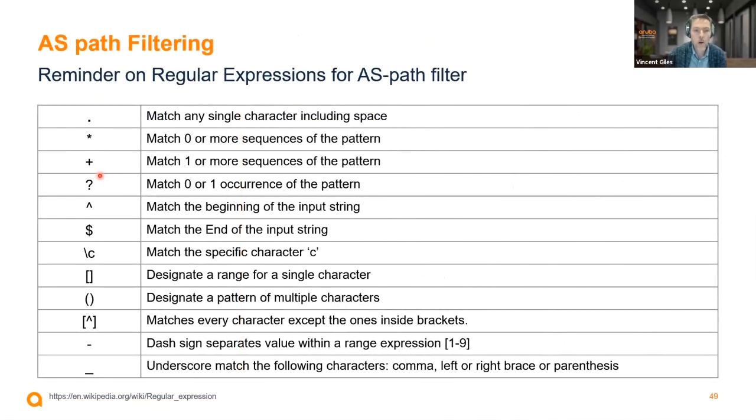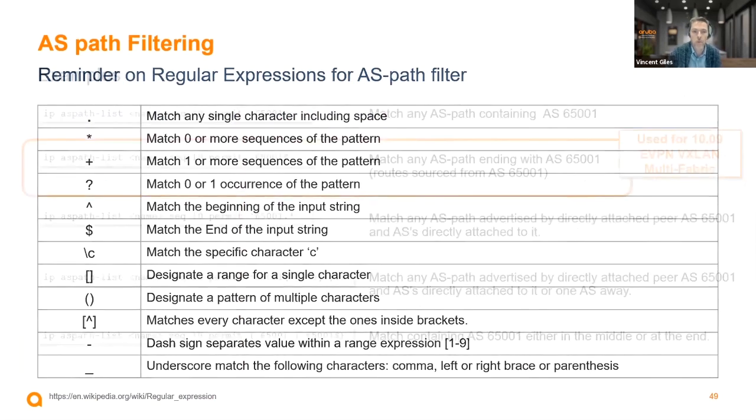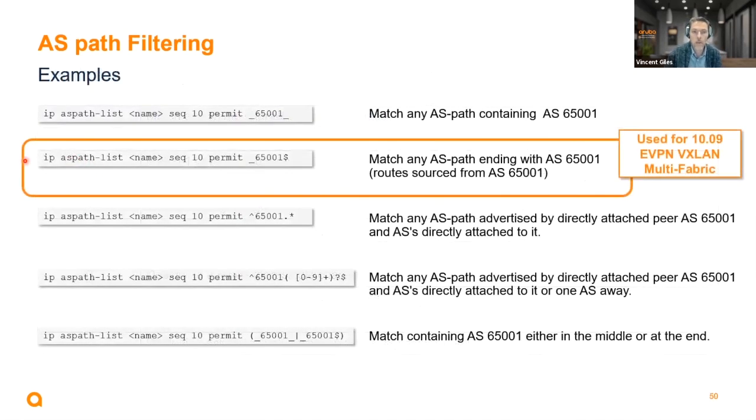I put some reminders of regular expressions for AS path filtering in the slide, so that you understand what those regular expressions used in the route map mean. Here you have examples of regular expression matching for autonomous system numbers. And here, this is what we use, for the 10.0.9 EVPN multi-fabric solution.